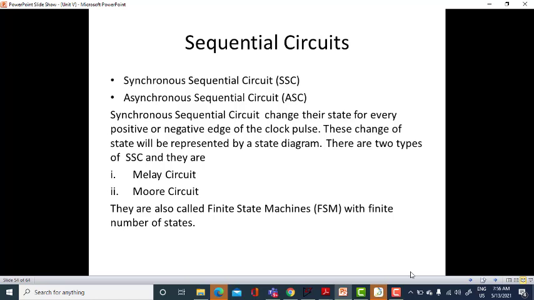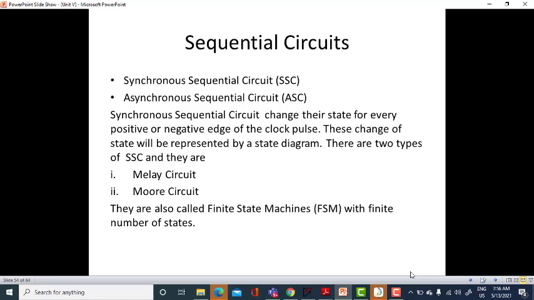So sequential circuit, we know that you have two classifications of sequential circuits, namely synchronous sequential circuit and asynchronous sequential circuit. Generally, a sequential circuit is nothing but when the output of a circuit depends on the input and the previous output, that is said to be a sequential circuit. So sequential circuits can be classified into two types: synchronous sequential circuit and asynchronous sequential circuit.